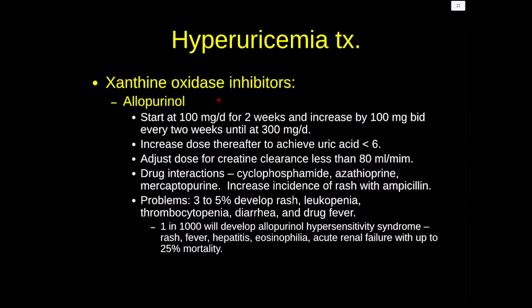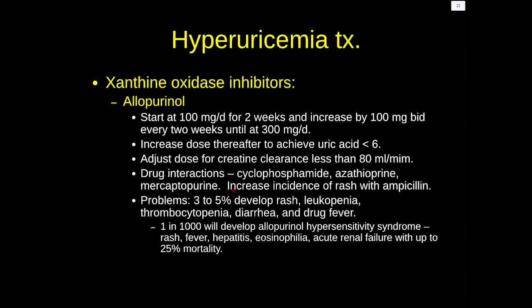The first xanthine oxidase inhibitor is allopurinol. You start at 100 milligrams daily for 2 weeks, and then if there is no effect, increase by 100 milligrams every 2 weeks until you reach 300 milligrams daily. Increase the dose thereafter to achieve the uric acid target, below 6 milligrams per deciliter. You must adjust the dose for creatinine clearance less than 80 milliliters per minute.